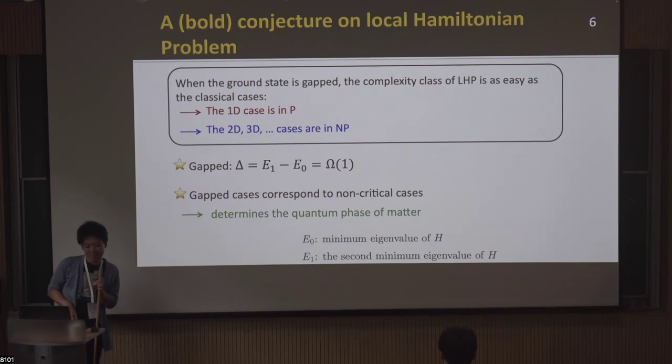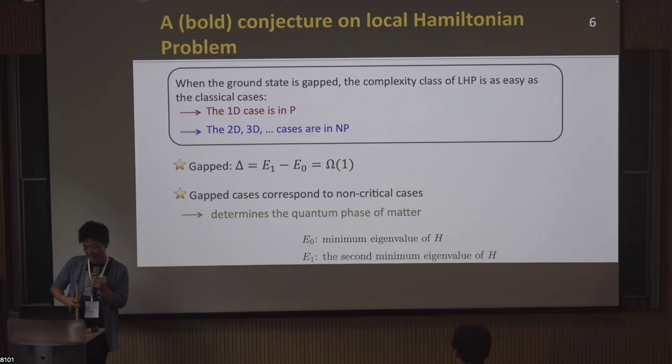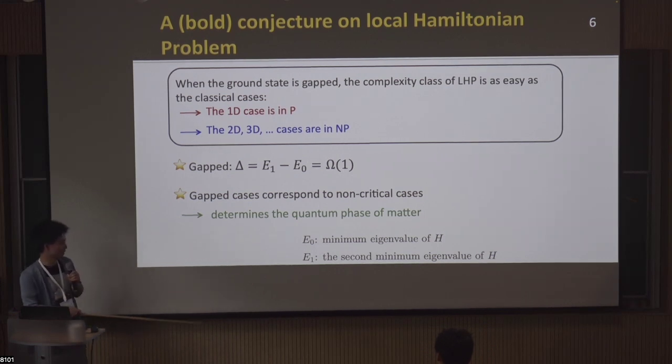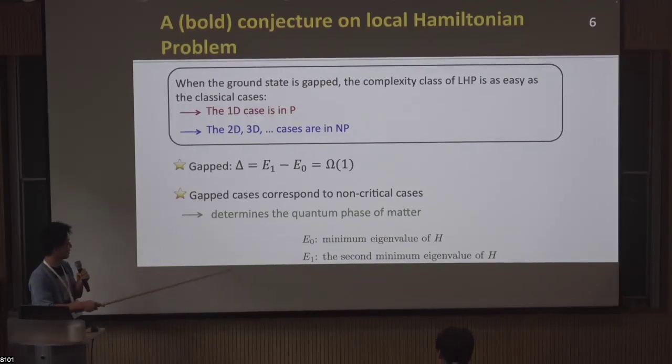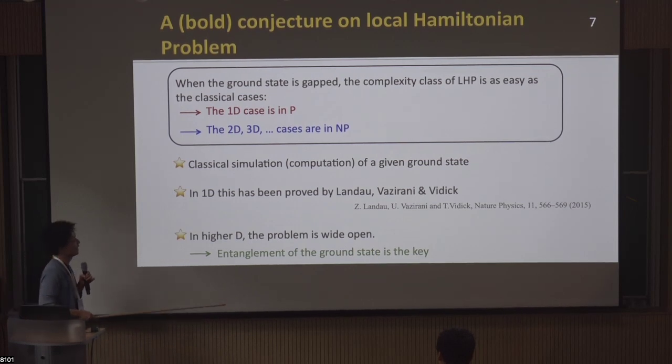In that case, the complexity class of the LHP is as easy as in classical cases. In the 1D case, the complexity is in class P, and in higher-dimensional cases, the complexity is classified into the NP class. Gapped cases usually correspond to non-critical cases, and they determine the quantum phase of matter. So this kind of gapped ground state is one of the most important classes in condensed matter physics. The current progress on the LHP conjecture is only for the 1D case.